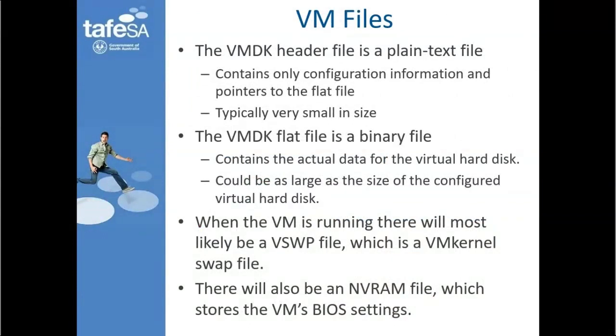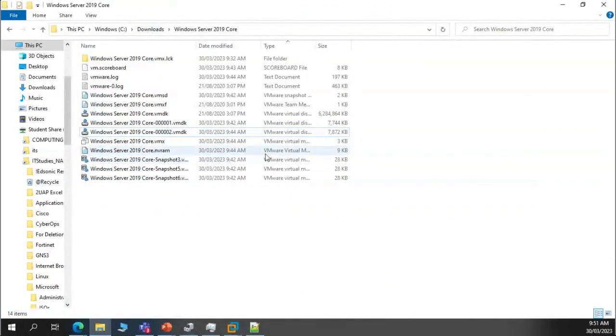There will also be an NVRAM file, which holds the settings. You've all heard of NVRAM. What does NV stand for? You guys have done Cisco, have you? Non-volatile. So things that don't change. RAM is always changing, isn't it? The firmware doesn't change. NVRAM is where the BIOS settings sit, because we don't have a real BIOS, we have NVRAM.